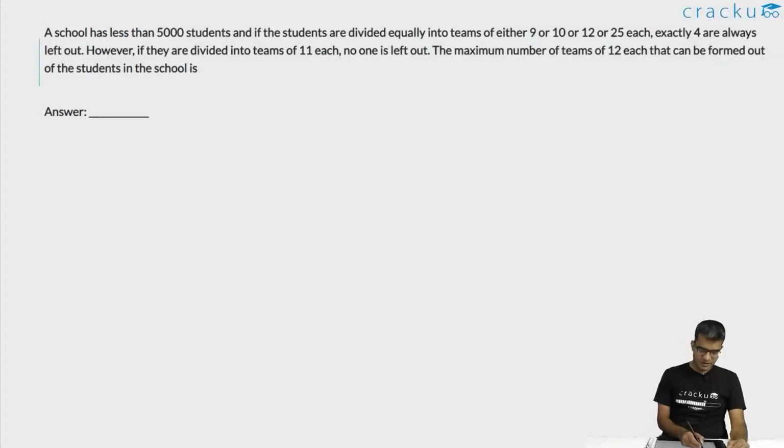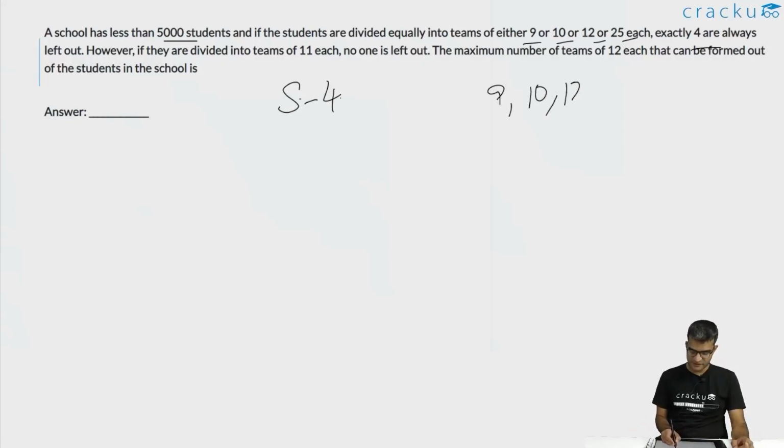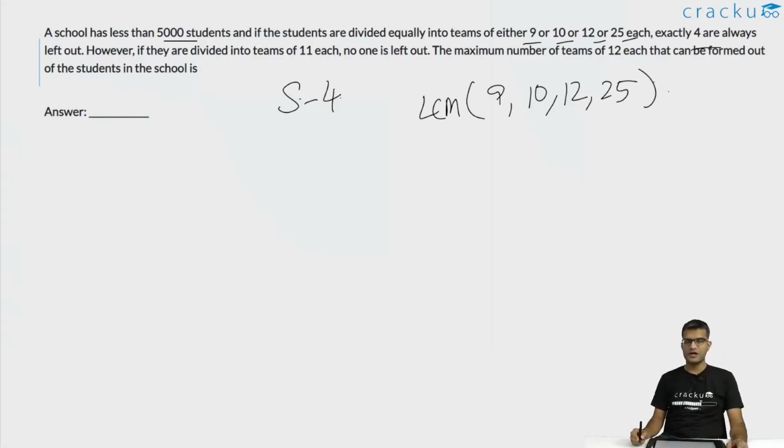In this question, we are told that there is a school which has less than 5,000 students, and if the number of students are divided equally into either 9 or 10 or 12 or 25 teams, then there are exactly 4 which are always left. So what this means is if you assume that the number of students is equal to S, and if you deduct 4 from S, that is S minus 4, S minus 4 is a multiple of 9, it is a multiple of 10, it is a multiple of 12, it is a multiple of 25. So S minus 4 is a multiple of the LCM of 9, 10, 12 and 25.